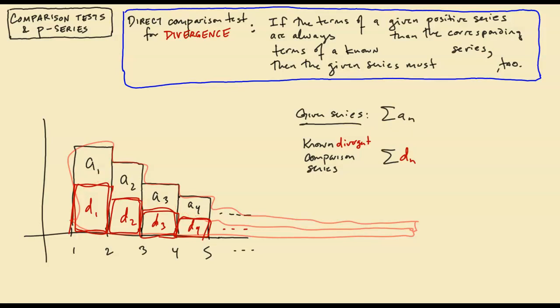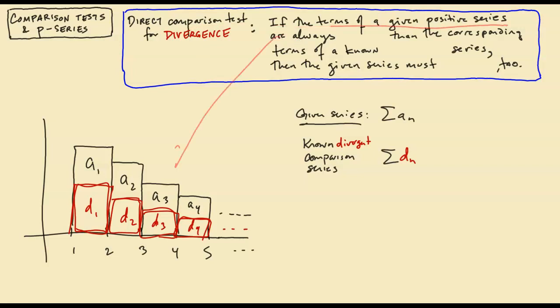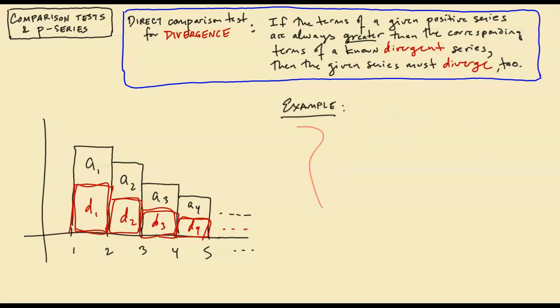Now that we understand that, we should be able to fill in the blanks here and write down our direct comparison test for divergence. It's going to tell us that if the terms of a given positive series, our A series down here, are always greater than the corresponding terms of a known divergent series, our red D series, then the given series must diverge too. Pretty intuitive. Let's do an example.